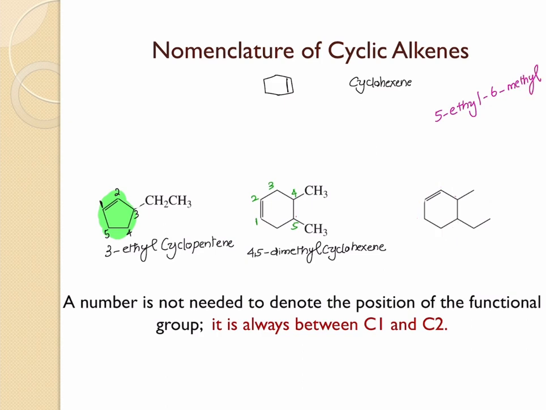But if we choose the other carbon as number 1, then we can go in this direction and reach the substituents with the lowest possible numbers. So this is going to be 2, 3, 4. So that way we'll have the ethyl group at position 4 and the methyl group at position 3. So which one is the smaller number? So obviously 4 and 3 are smaller numbers compared to 5 and 6. So we have to adopt this numbering. And therefore the name for this molecule is going to be 4-ethyl-3-methylcyclohexene.